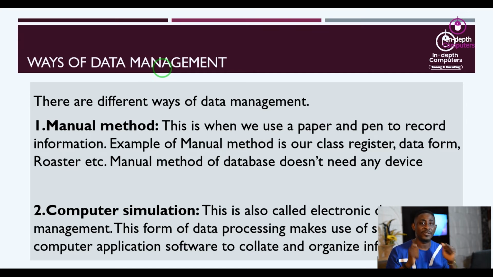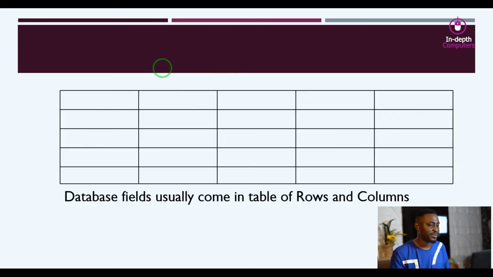Now, there is a type of database that is called computer simulation, and this is the advent of the computer system where we can easily computerize our database so that you can easily access your data anytime, anywhere in the world, which means that the advent of technology or computer system has made database easy, which means you don't have to be using paper and biro for database anymore. Computer can be used for database.